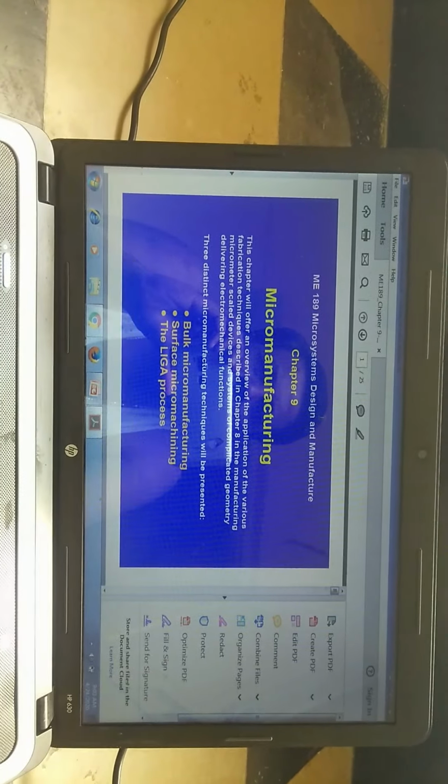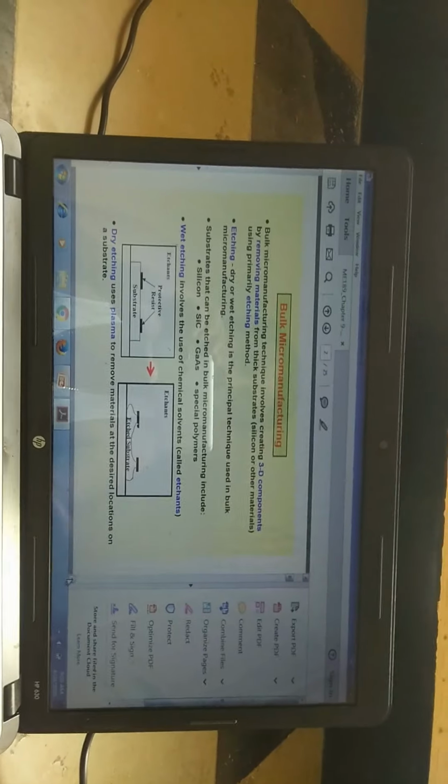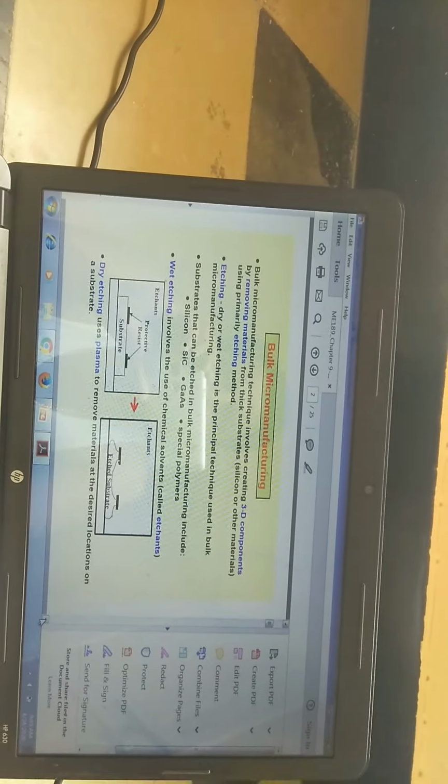The first one, the bulk manufacturing technique, involves creating 3D components by removing material from a thick substrate, using primarily etching methods. Etching has two types, dry etching and wet etching, and is the principal technique used in bulk micro manufacturing. Substrates that can be etched in bulk micro manufacturing include silicon, gallium arsenide, and special polymers.